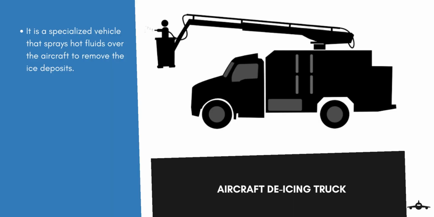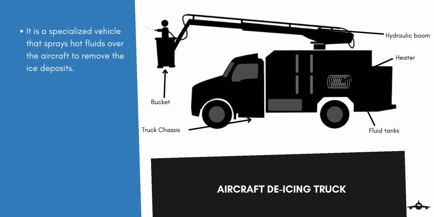Now, just as the catering truck, the de-icing truck has a truck chassis. It houses all of its systems over the chassis. It has fluid tanks with separate compartments for de-icing and anti-icing fluids. These compartments are fitted with heaters to raise the temperature of the fluids. Above the tanks, there are hydraulic booms and bucket systems to allow the operator to reach different areas and heights of the aircraft. This truck has all the necessary hoses and pumps which are powered by the truck's engine, which allow the operator to spray the fluid.